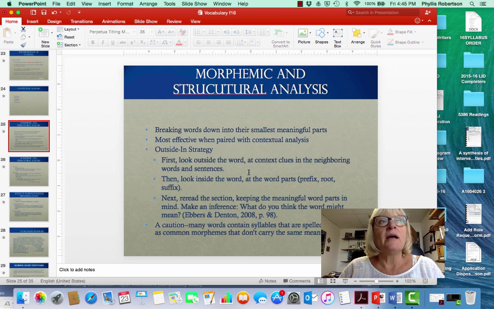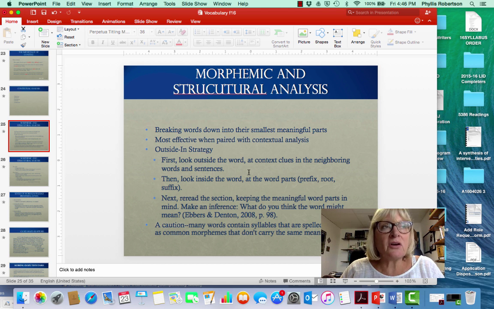Now you have to let kids know that sometimes the rules don't work, because syllables that can represent what we call a free morpheme, meaning it's a word that stands on its own, are sometimes used in other words and they don't have the same meaning. So think about the fact that can is a syllable in candy, but it doesn't mean what can, like I can go, means in that context. And so we have to tell them this is not a perfect science. But again, multiple strategies that work.